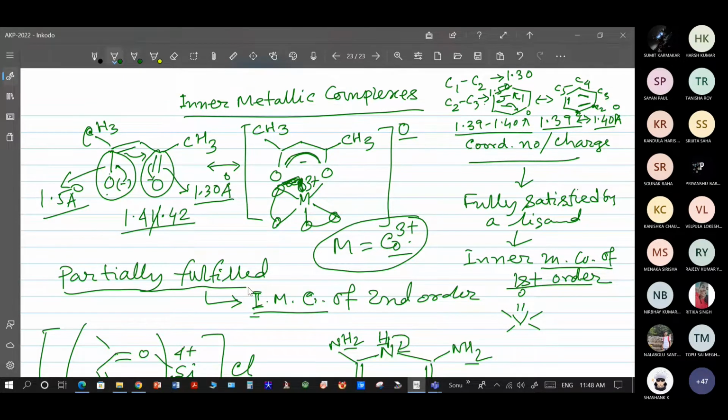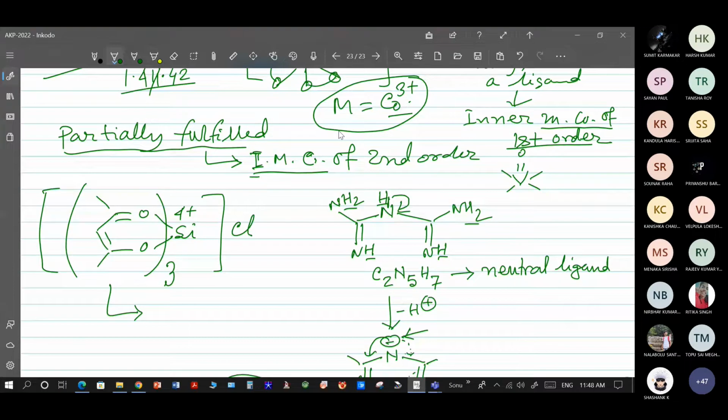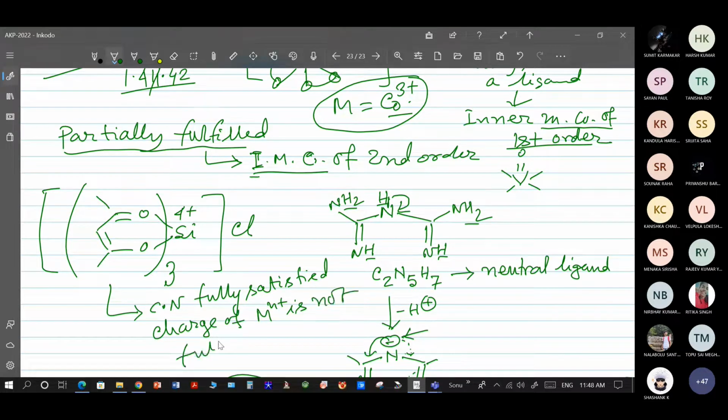So here is the example, the same acetylacetonate ligand. One negative charge is there, and if it makes a silicon complex, you see here all the coordination number is fully satisfied, because this is hexacoordinated. But the charge of the complex, or the charge of Mn+, is not fully satisfied. So this will be called an inner metallic complex of the second order.